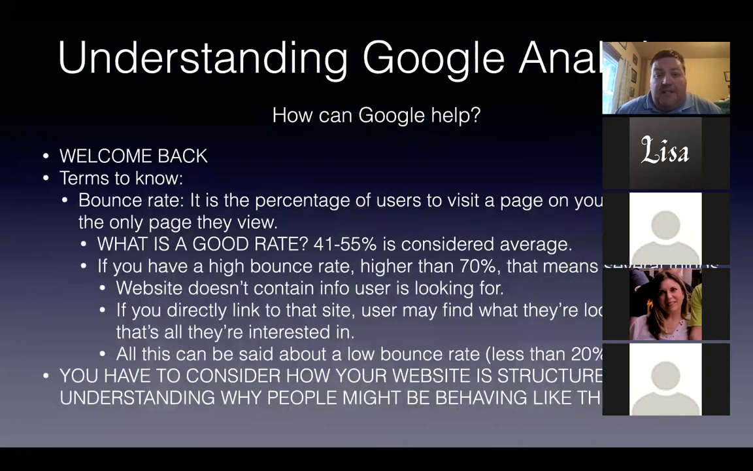All right, so we're back to that page and how Google can help in terms of some of the terms that we threw at you earlier. So again, bounce rate is the percentage of users to visit a page on your site that's the only page they view. Now, what is a good rate? 41 to 55% is considered, in most cases, a good average. So what happens if you have a high bounce rate? Say it's above 70%. That can mean several things.